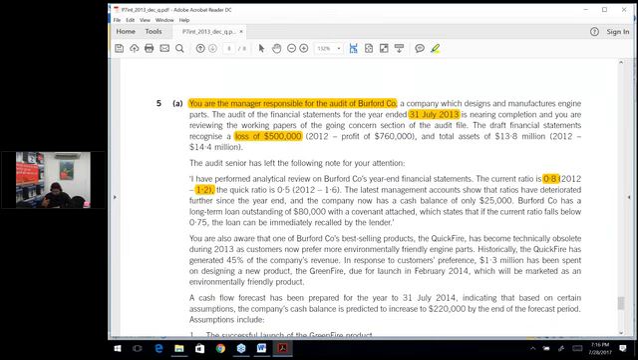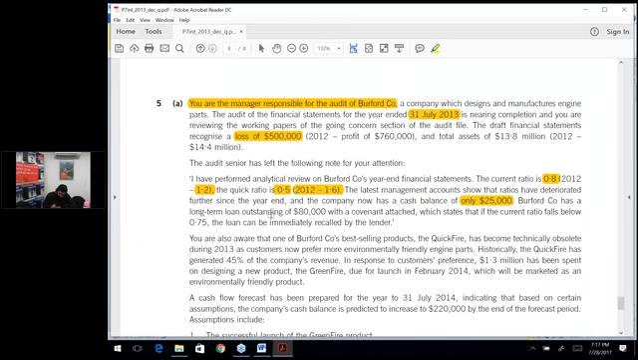That means the current ratio has gone down. The quick ratio is 0.5. It was 1.6 last year. The quick ratio has deteriorated very badly. The latest management accounts show that ratios have deteriorated further since the year end, and the company now has a cash balance of only 25,000. Subsequent to year end, the current and quick ratios have further worsened.